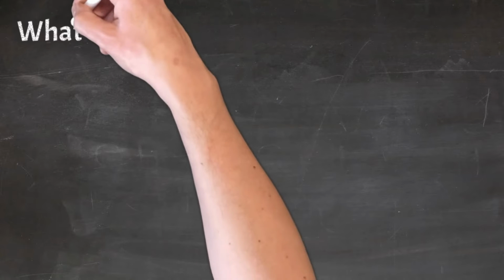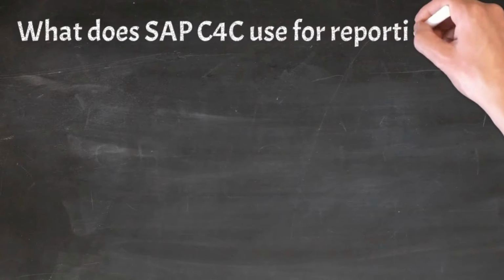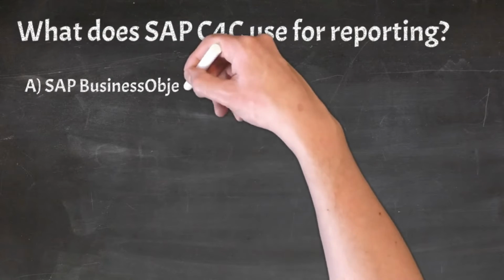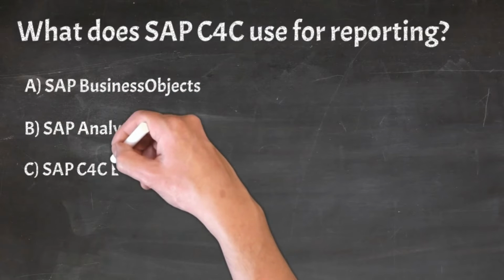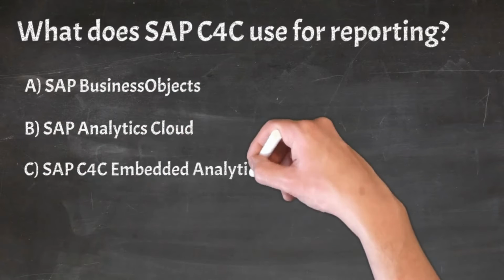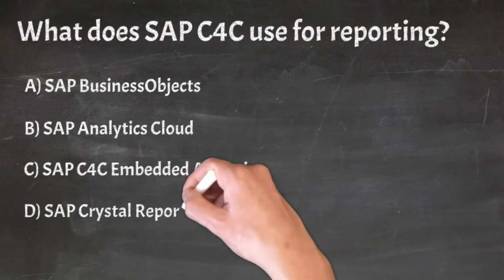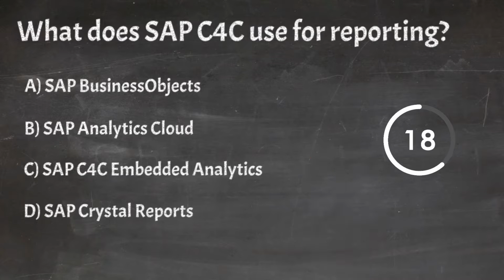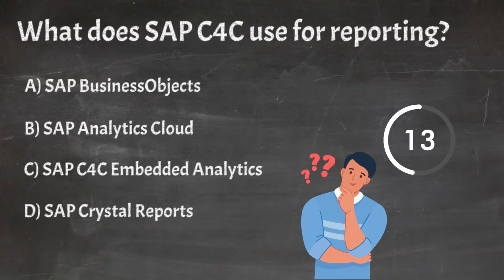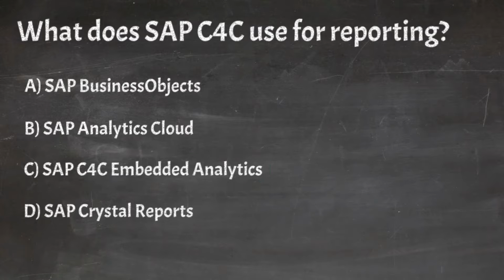Question 3. What does SAP C4C use for reporting? A. SAP Business Objects. B. SAP Analytics Cloud. C. SAP C4C Embedded Analytics. D. SAP Crystal Reports. Correct answer C.